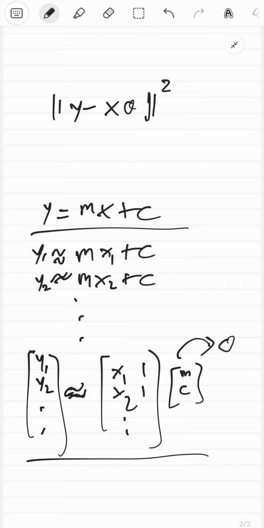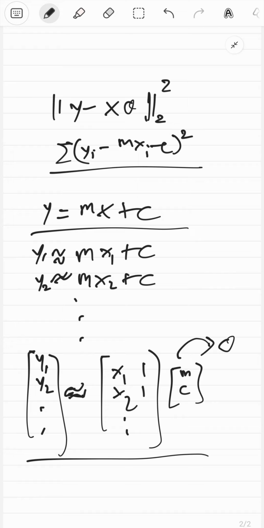y minus x theta, the magnitude of that vector, of course, the Euclidean norm squared. That is to say, we are trying to minimize the summation over i of (y_i minus m x_i minus c) squared. We minimize this by taking the gradient with respect to m and c and then setting it equal to 0, but it could have also been done by gradient descent, which we'll learn about later.